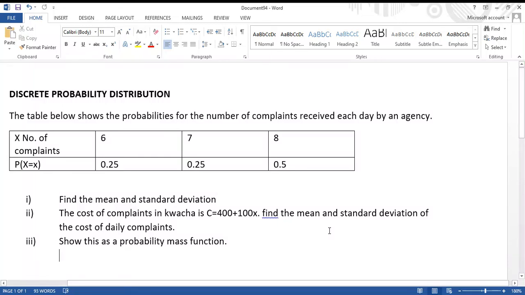Hello, everybody. Welcome to another lesson in probability. Today, we'll look at the discrete probability distribution. This is the table formula that lists the probabilities for each outcome of the random variable x.